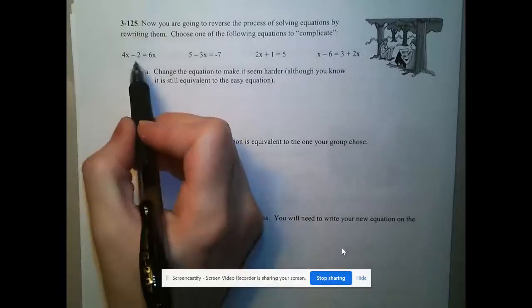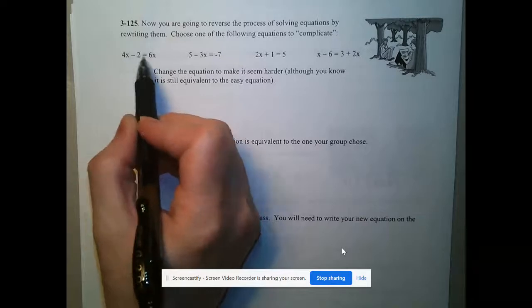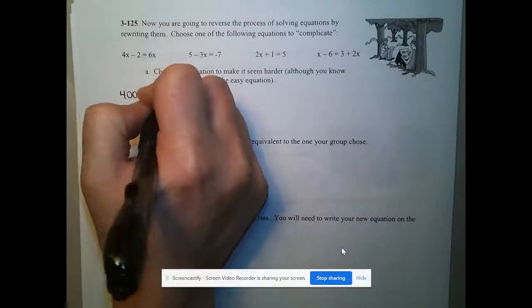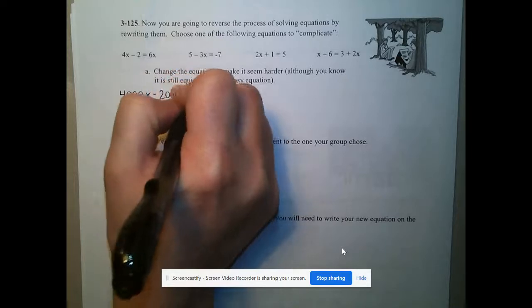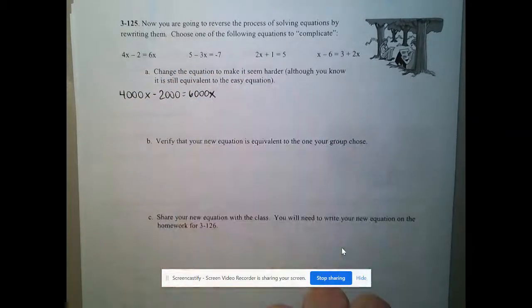So on the first one, I might choose something like multiplying by 1,000. And I might multiply everything on both sides by 1,000 and get 4,000x minus 2,000 equals 6,000x. And because I multiplied everything by 1,000, it's still going to have the same solution. I just reversed the problem and made it more complex.